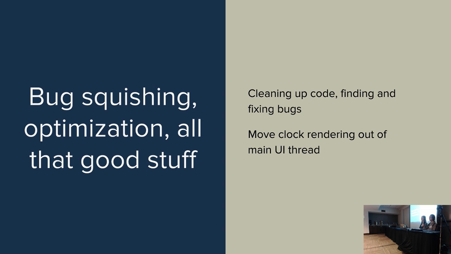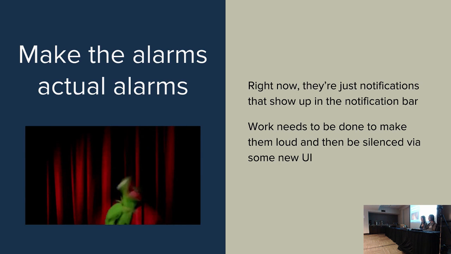Anybody who is an iOS programmer. But other things need to be done, there's still bugs lying around, performance updates that can be done. One big thing is moving the rendering for the clock out of the main UI thread into its own process, and that should make things run a lot more smoothly than they are now. And another big thing is making the alarms actual alarms. So right now, the alarms show up as notifications in your notification bar. That's all well and good, but really when you think of an alarm, you want some cacophonous racket that wakes you up at 6 in the morning, which we currently don't have. So, you could give that to the world.